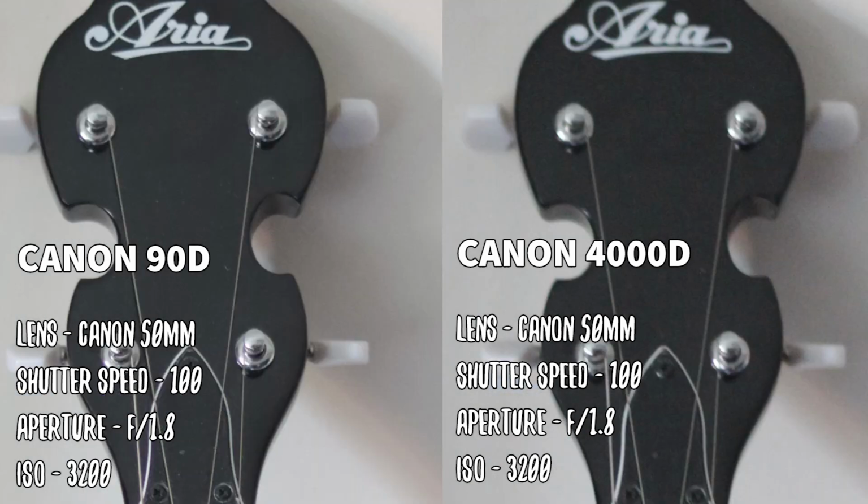Now, if I switch to an ISO of 3200, this becomes a lot more evident when you look at the two images. Now again, same settings of shutter speed, aperture and lens. The only thing that I've changed here is the ISO. And you can see that on the picture of the Canon 4000D, if you look right in the center at the black, you can see that it's a lot grainier on the 4000D image.